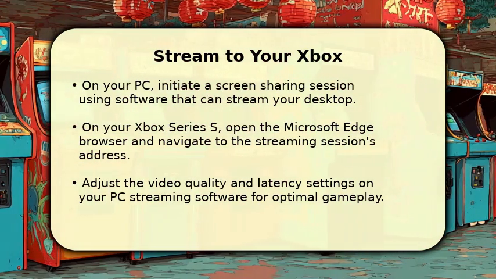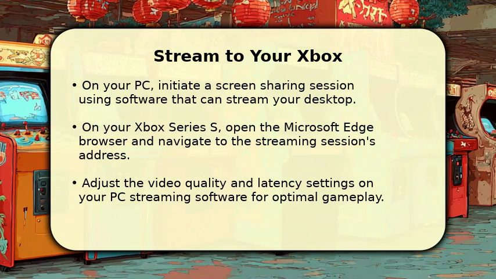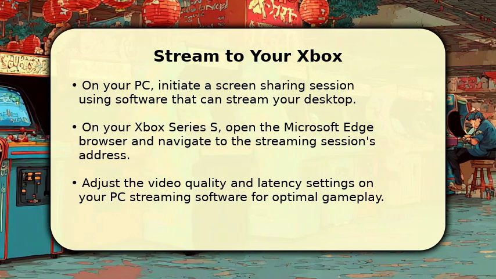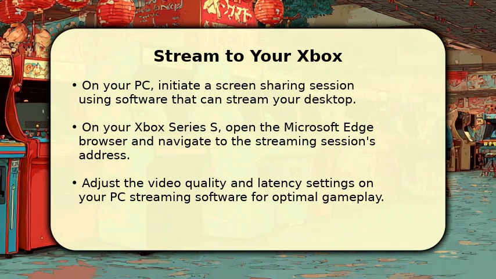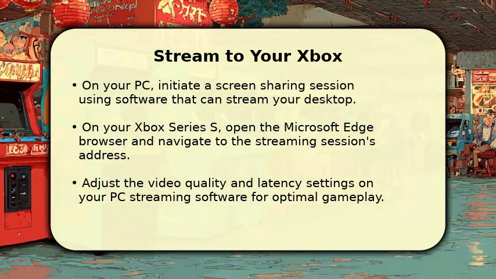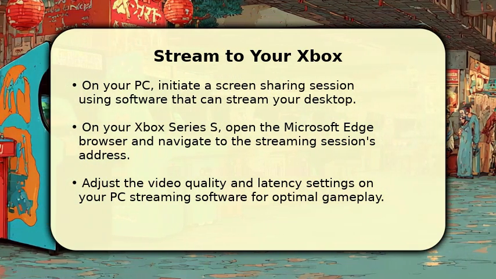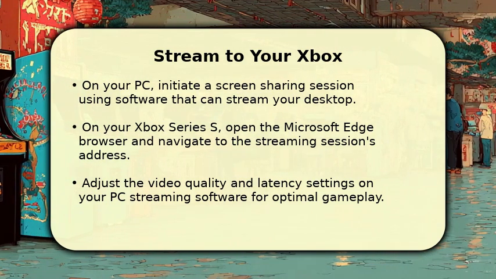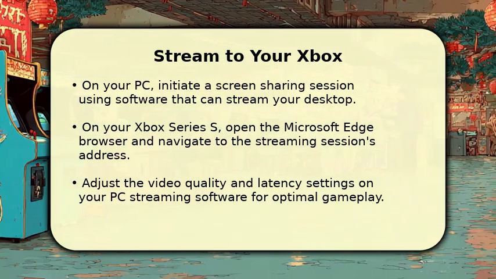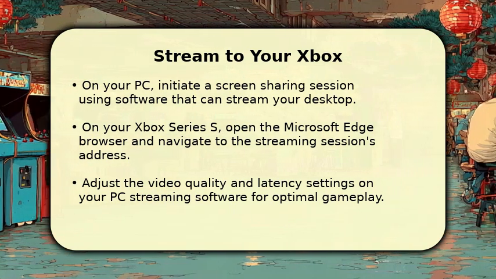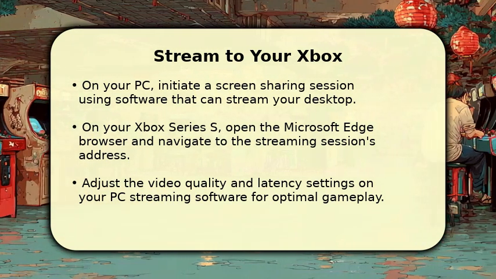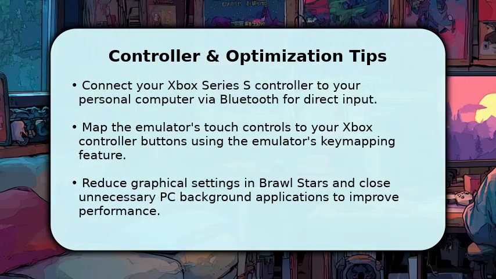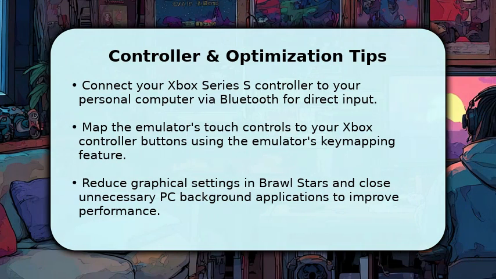Next, we will send your PC's display to your Xbox Series S. Start a screen sharing session on your computer using a program like OBS Studio with a virtual camera or a dedicated streaming utility. Then, on your Xbox, launch the Microsoft Edge browser and enter the local IP address or streaming link provided by your PC's software. You might need to fine-tune the video resolution and frame rate settings on your personal computer for the smoothest possible experience.